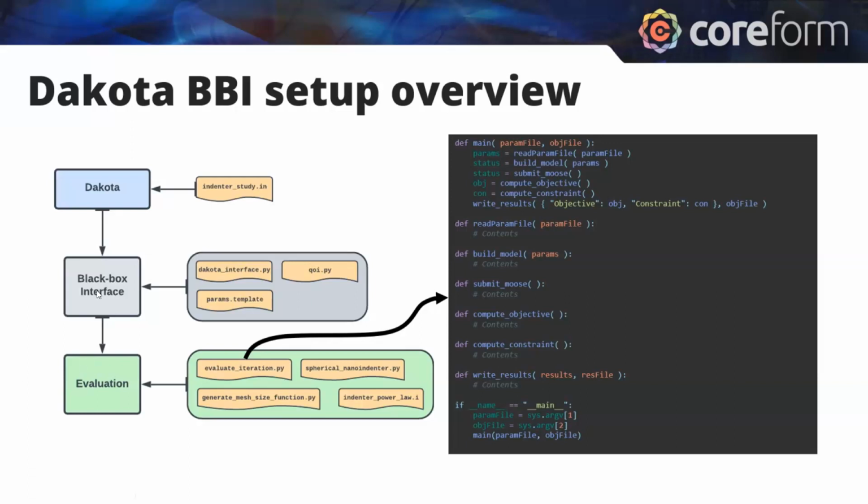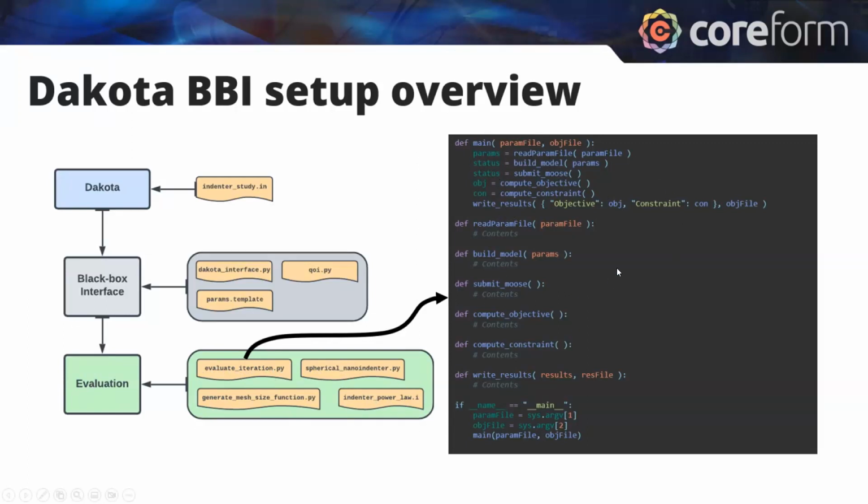And then that black box interface does our evaluations. And this is where we provide all of the files that are needed to actually run our simulation. So I have gotten into the habit of calling a Python script evaluate_iteration.py that's like the master, and it imports and runs different routines as needed. This .i file is our Moose input.